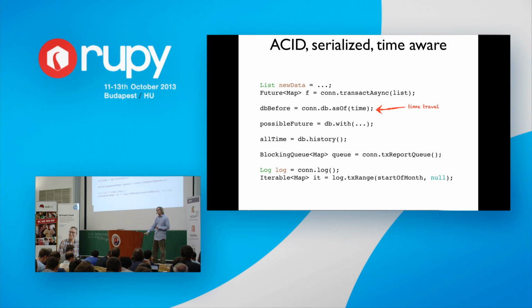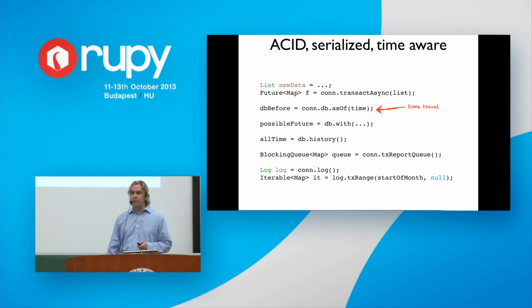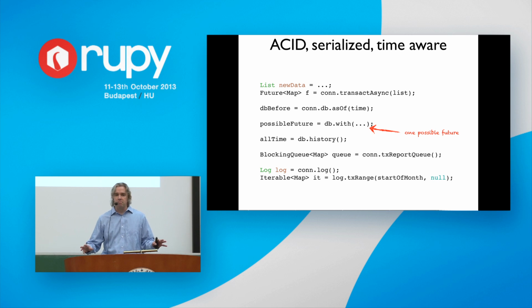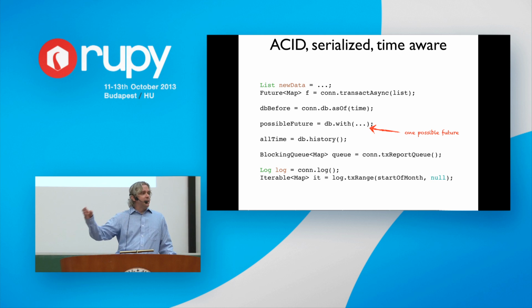You can also back up in time. So take the database as of 6 weeks ago and then start querying against that. Or you can go into the future, or as I like to say, one possible future. I don't know tech stuff. But you can go into the future and add data to a database and say, what does a database look like if I did this without doing it?